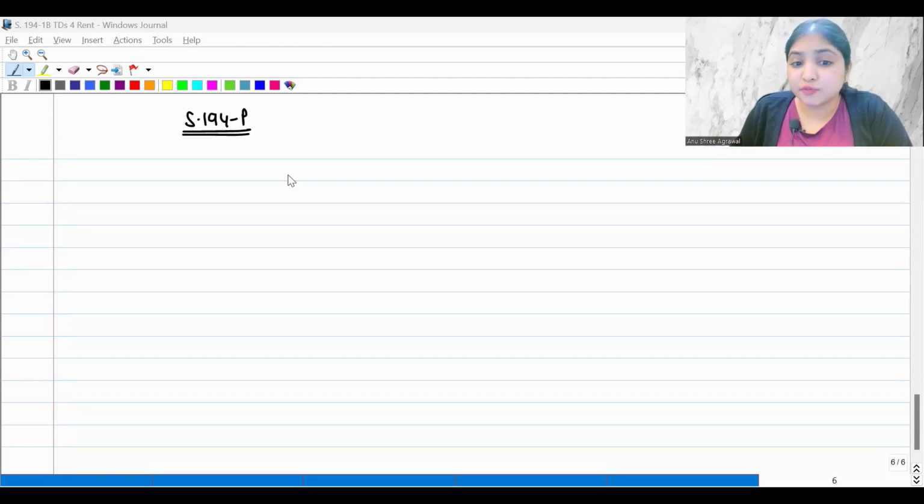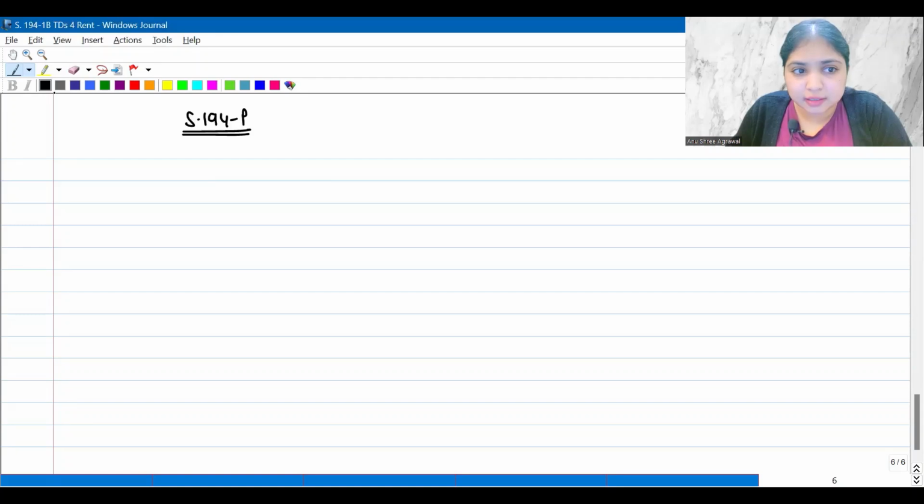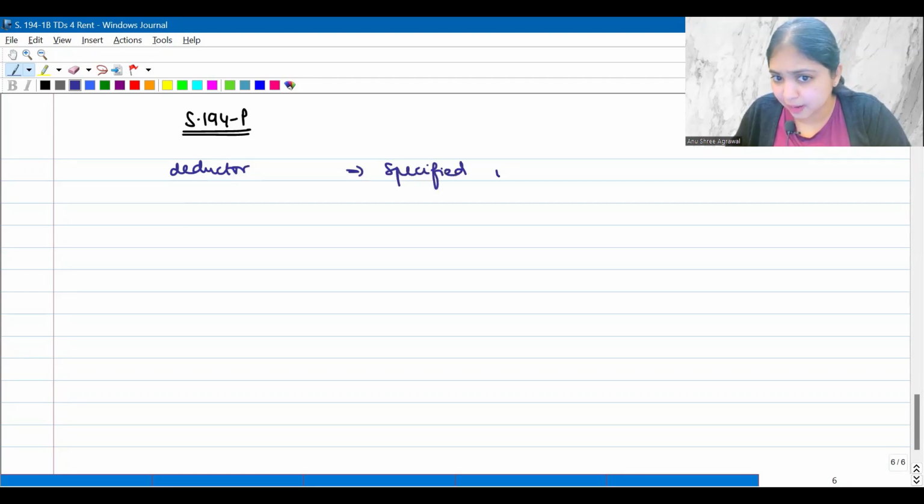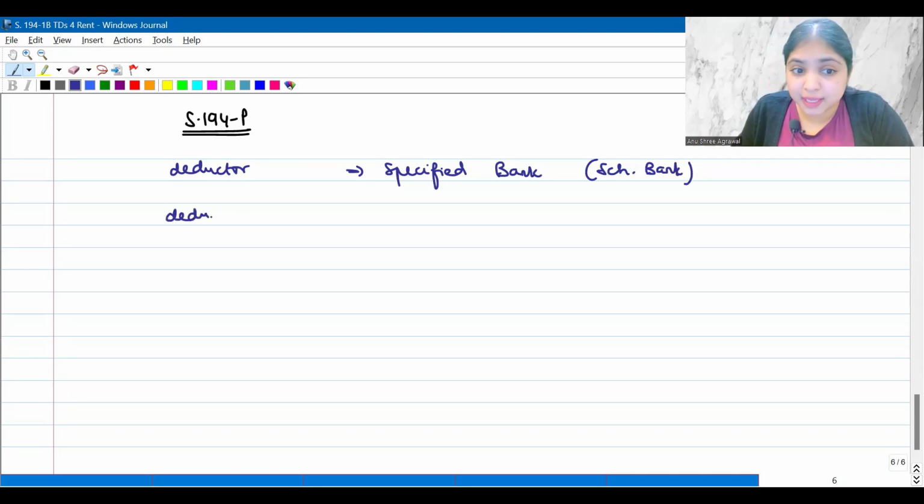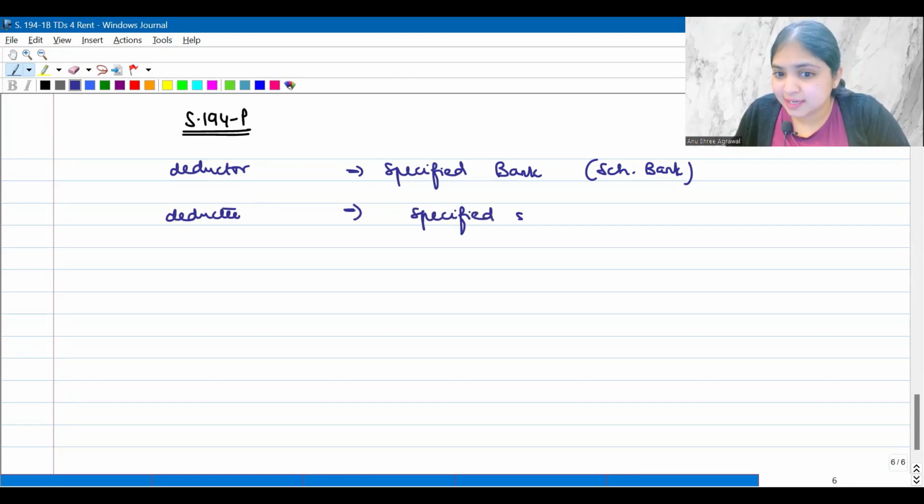Under section 194P, I'm talking about a very specific situation. Here the deductor happens to be a specified bank, and the specified bank is none other than a scheduled bank. Now the deductee happens to be a specified senior citizen. I'm not saying just senior citizen, I'm saying specified senior citizen, which means it's going to be slightly different. Now, who is a specified senior citizen?